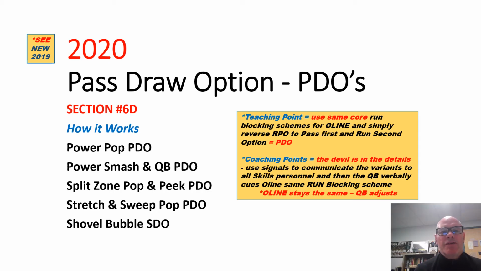All right, Paul Hefty here with the Triangle O football system. I want to talk about our pass draw option series, PDOs. We'll talk about how it works first, and then we'll look specifically at some schemes: power, split zone, outside stretch zone, sweep pin and pull, and then a shovel bubble at the end.